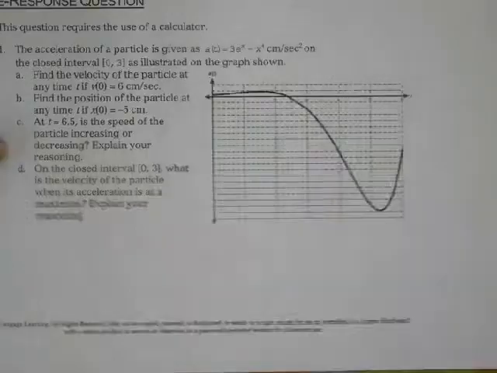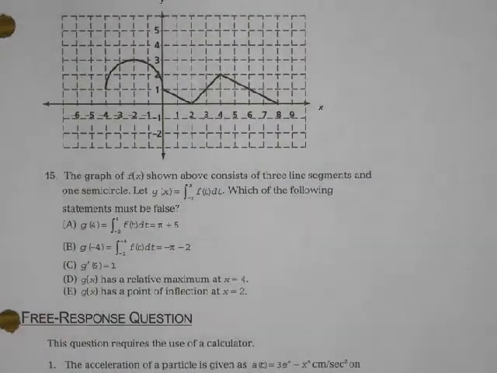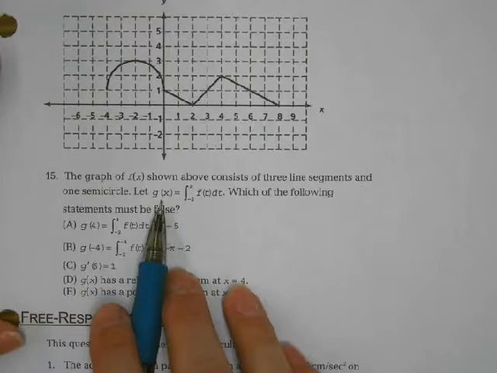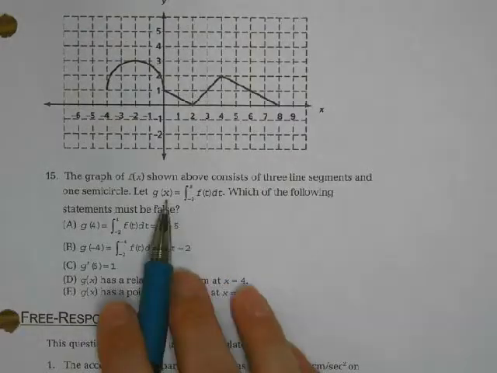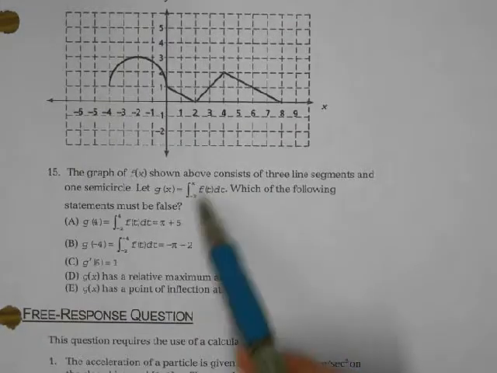All right. This one says the graph is shown and it consists of 3 line segments and 1 semicircle. So we're saying that g of x equals this function. So they're giving us that fundamental theorem of calculus again. And they are asking us about these statements.